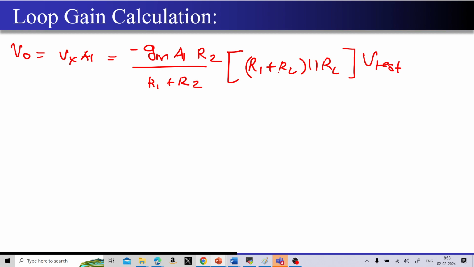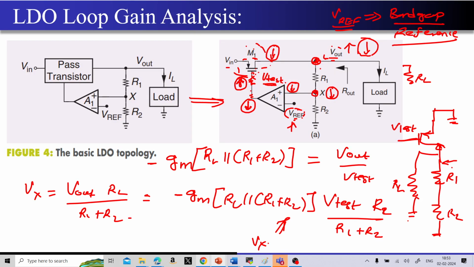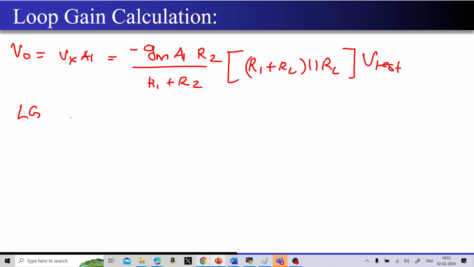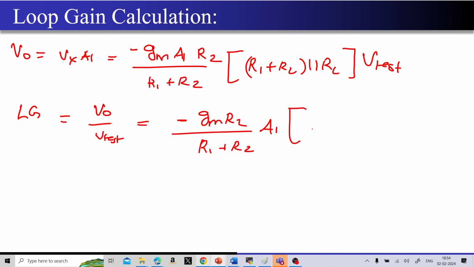So now this is the output that we got, and this is how we define the loop gain. We first give the test voltage at the point, and then we come back to the same point. Whatever signal we got, if we divide both of them, that is my loop gain, right? So if I divide VO by V test, my loop gain will be nothing but minus GM into R2 upon R1 plus R2 into A1 into R1 plus R2 parallel RL.